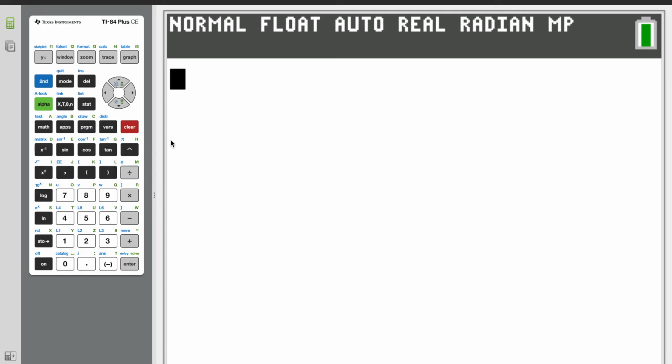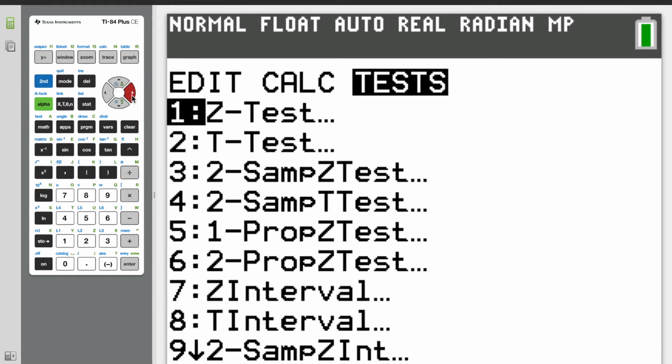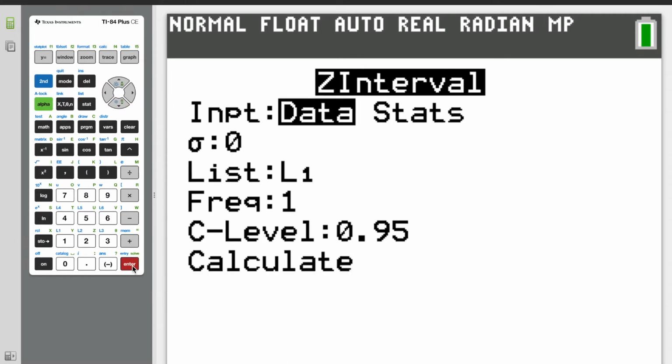In this video, we're going to learn how to use the ZInterval function on a calculator, which is where we calculate confidence intervals for means. And so if you click on Stat and you go over to Tests and you go down to option 7, we are going to be using the ZInterval function.